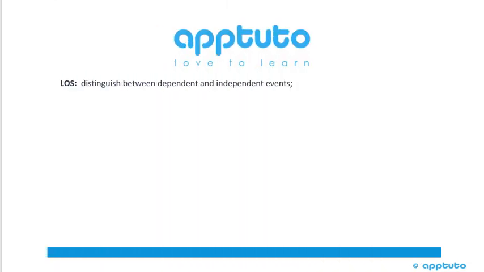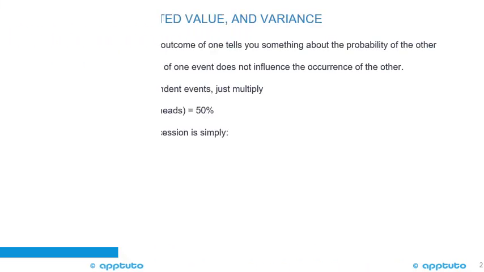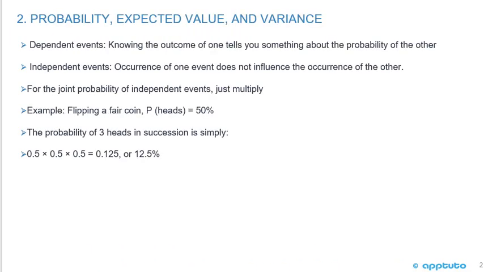This LOS distinguishes between dependent and independent events. Dependent events: knowing the outcome of one tells you something about the probability of the other. Independent events: the occurrence of one event does not influence the occurrence of the other. For the joint probability of independent events, just multiply.